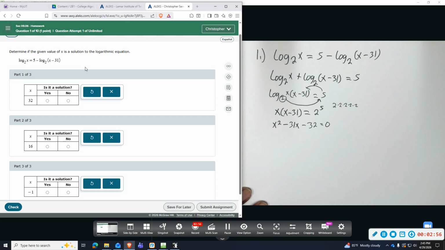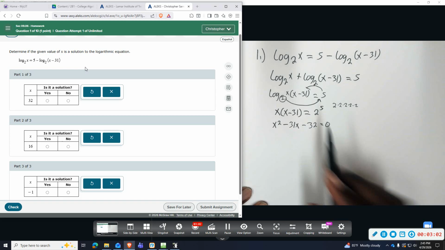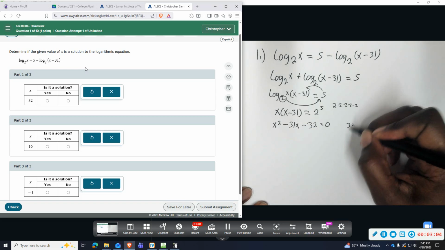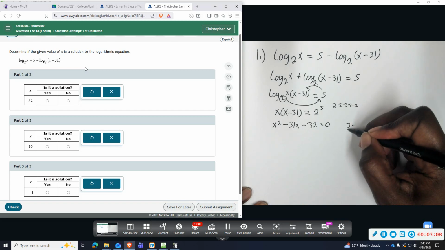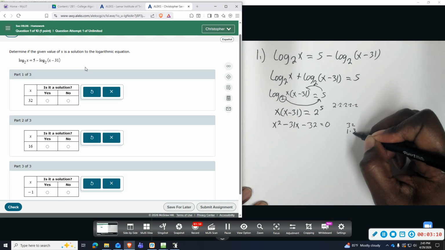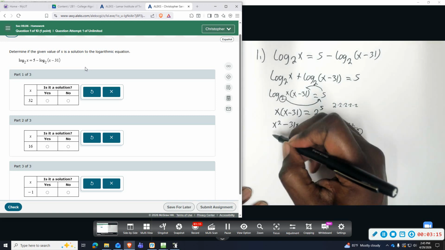We can solve the quadratic equation either by quadratic formula or factoring. Let's see if it factors. 1 times 32 will give us 32. Factors of 32 that subtract and give us 31, that will be the first pair, 1 times 32. If you subtract 1 and 32, you'll get 31. So this factors.